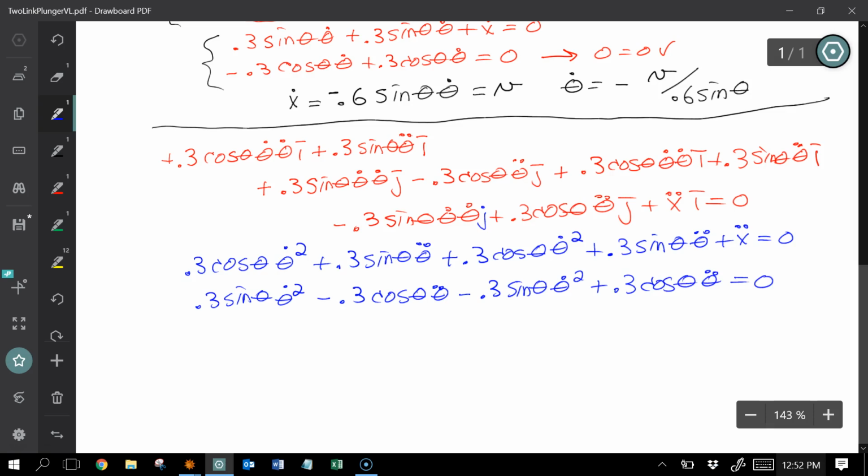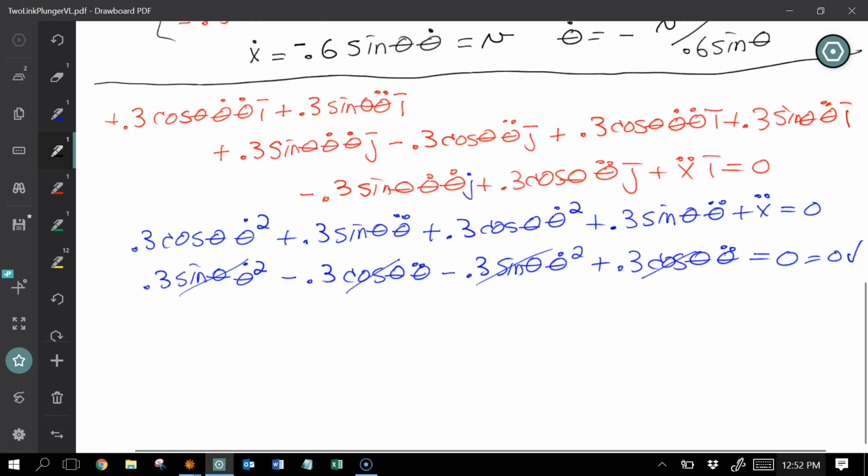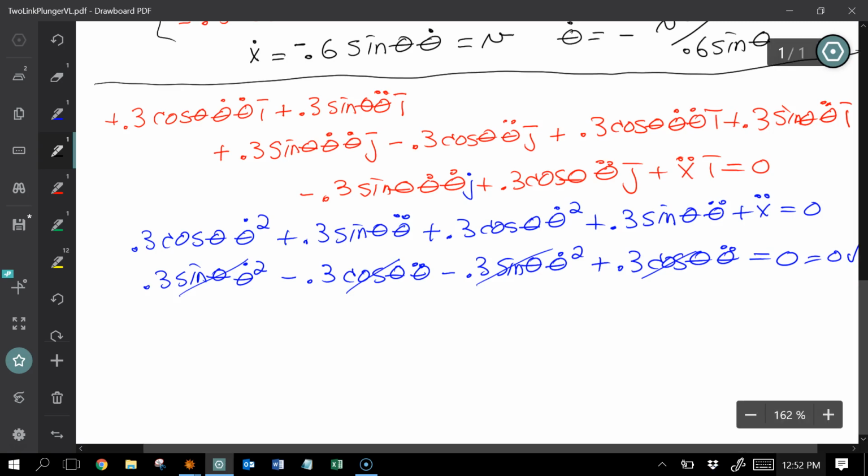Okay, the bottom equation, just like before, doesn't help you because all of these terms cancel out and you're left with 0 equals 0. It's true, but it doesn't help you. Okay, now, solving the top equation, I'm solving for theta double dot. I've got this term and this term, they're identical, so I've got two of those, so it's 0.6 cosine of theta, theta dot squared.